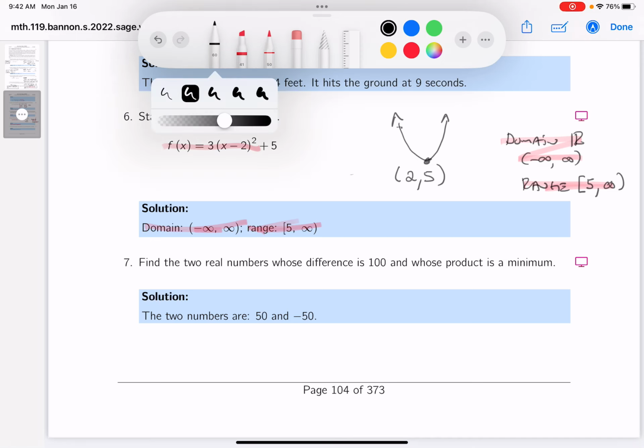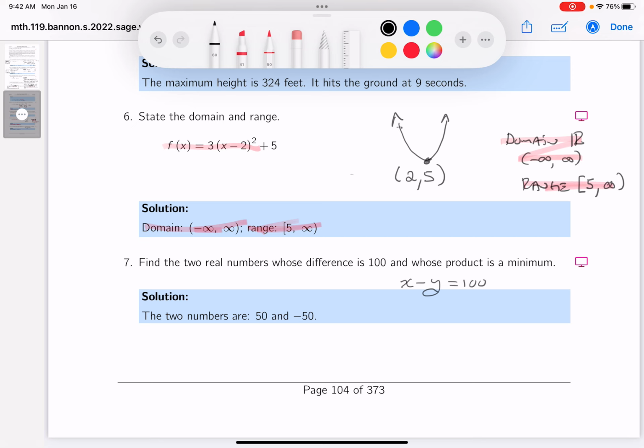Okay, so it says find two real numbers whose difference is 100. So let me write this down. I'm going to say the two real numbers are x and y, right? And their difference is 100, right? That's what they said. They said their difference is 100. So whatever those two numbers are, they differ by 100.